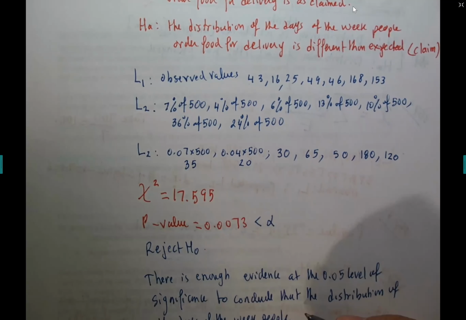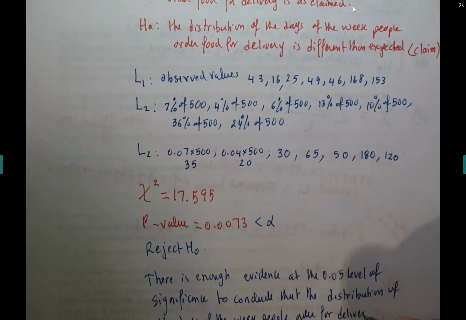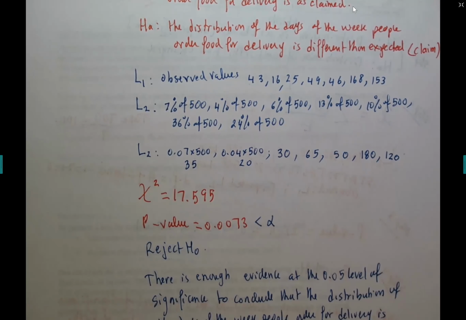That's what he asked. Days of the week people order food for delivery. You just can copy it, guys, and paste it from the book. Is different than expected. And that concludes the question. You can see once, guys, you pick up L2, it's very easy. Just put in L1 and L2 and run the goodness of fit test, and you're all set there.